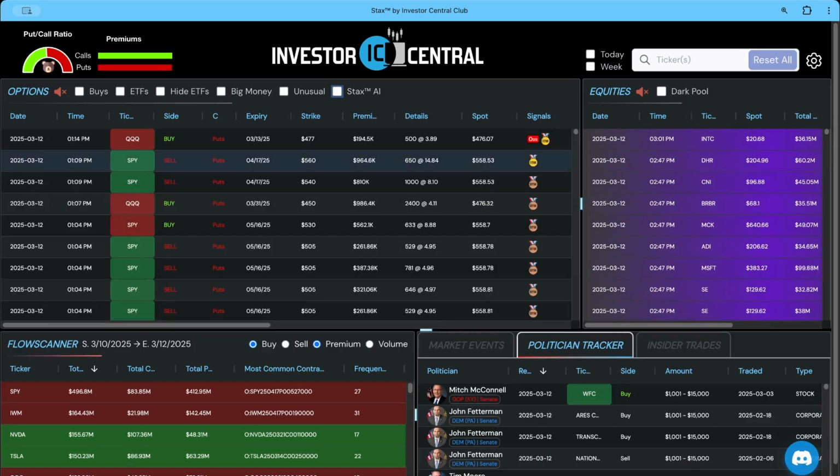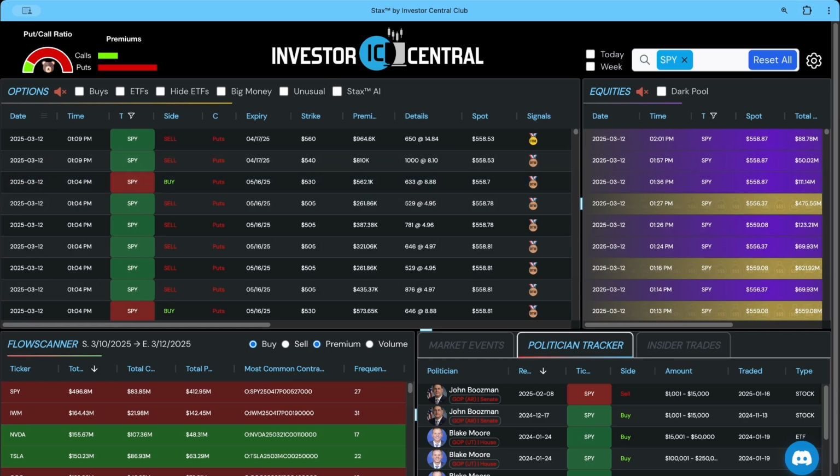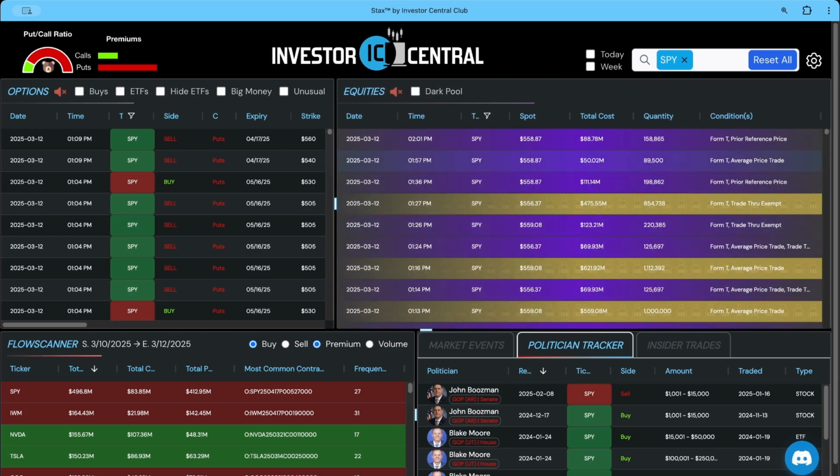In addition, what we can also do is click on any of these tickers and you'll automatically filter for them, not only in our options pool, but also in the equities as well. So what you'll see on the right side, and of course we can move these around as well, are the equities prints: are they purchasing the stock itself, what the spot price is that they're purchasing at, how much they're buying, as well as conditions for those purchases in the dark pool. Dark pool prints will show up in purple.